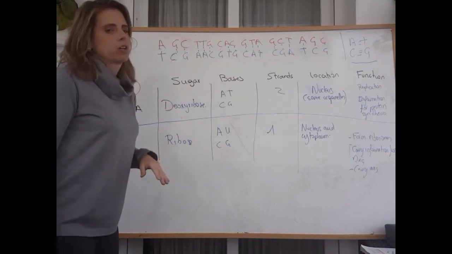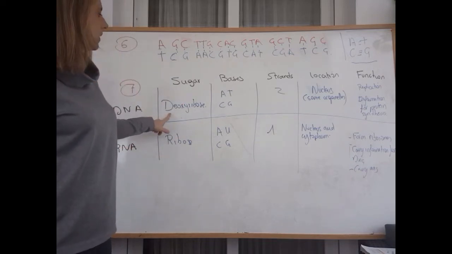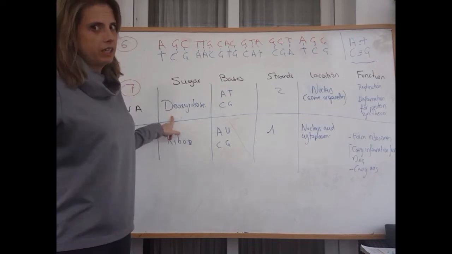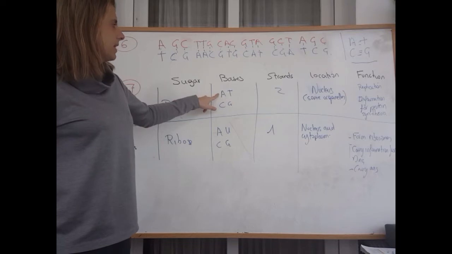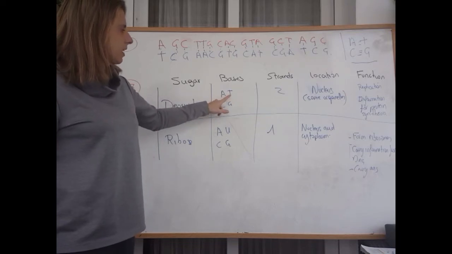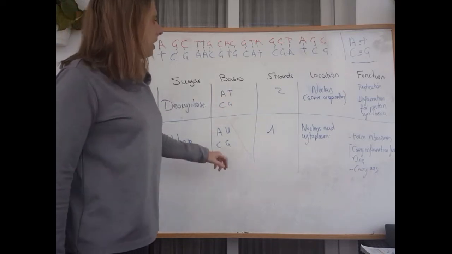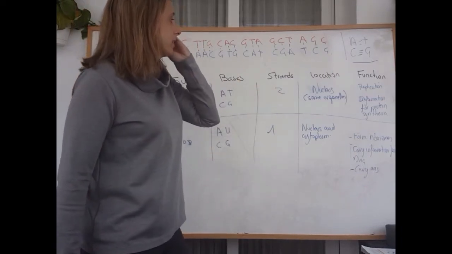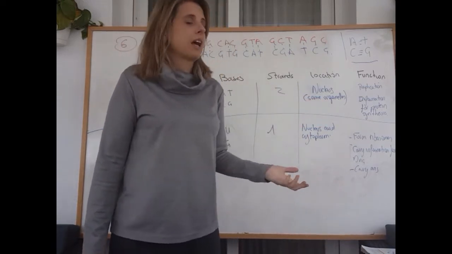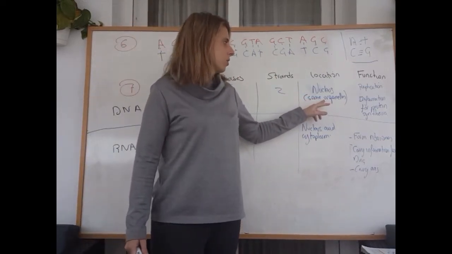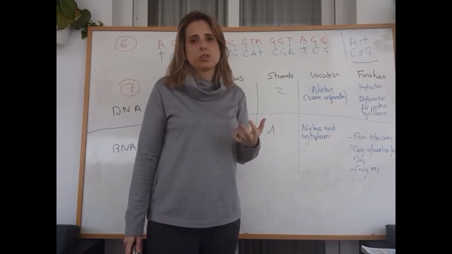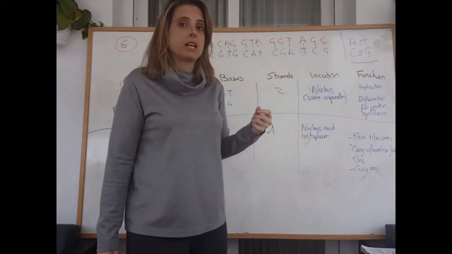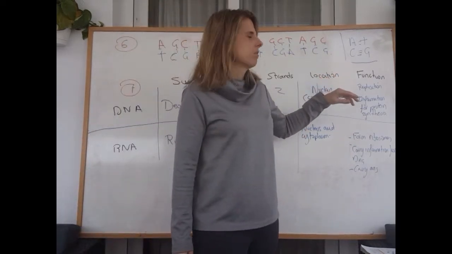So the sugar that we are going to use in DNA is going to be deoxyribose, right? Deoxyribose. That's why the D of DNA. The bases that we are going to have are adenine, thymine, cytosine, and guanine. Strands, two of them. It's a double strand. Location, inside the nucleus, and I put here, if you want to add some organelles, you can have DNA too. It's in mitochondria and chloroplast. You can have some DNA there too, but with nucleus it would be enough.